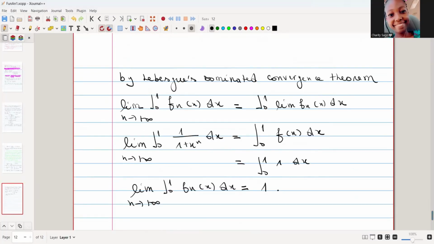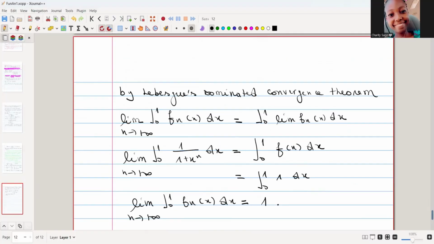I hope that you understood the goal of the Lebesgue dominated convergence theorem. It's the same thing like the Beppo Levi theorem or the monotone convergence theorem. Do you know the Beppo Levi theorem? Yes. Nice. So the monotone convergence theorem or the Beppo Levi theorem.